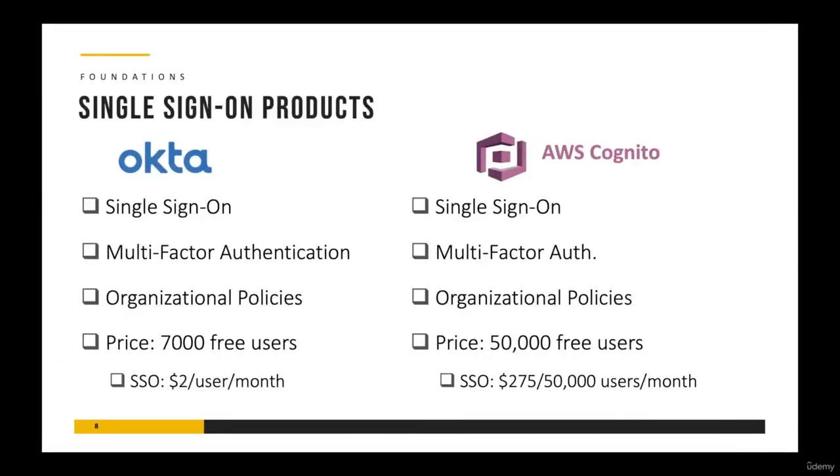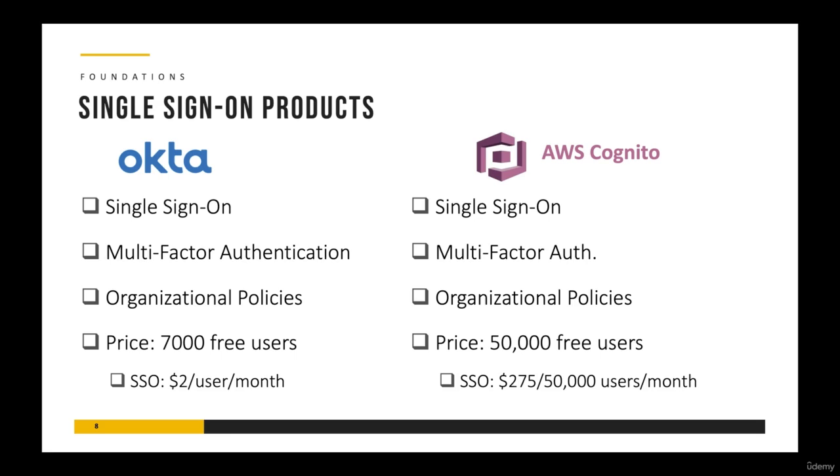Let's have a look at some of the commercial products used for single sign-on. The two giants in this category are Okta and AWS Cognito. Both provide similar services. Both provide single sign-on, and both support multi-factor authentication. They also support implementation and enforcing of organizational policies on IAM. The main difference is in how they structure their prices.